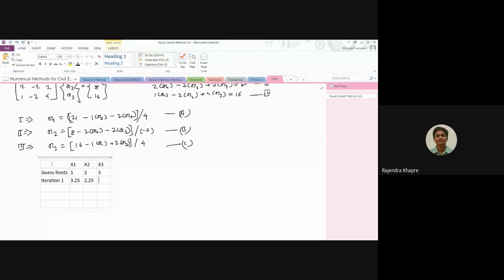2.25. Okay. And x3 then? 4.3125. Please cross check someone. Okay. So see, it's a completely mechanical process. Not much has to be done. So can you go for iteration 2 now? I know the answer, but now I want all of you to solve this.